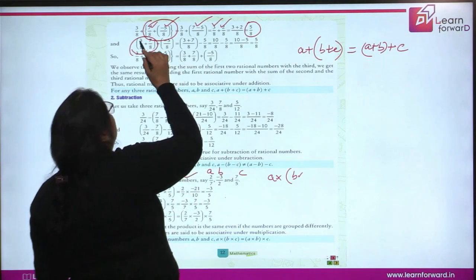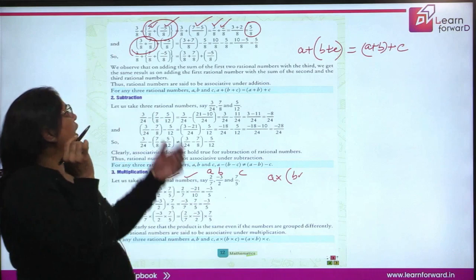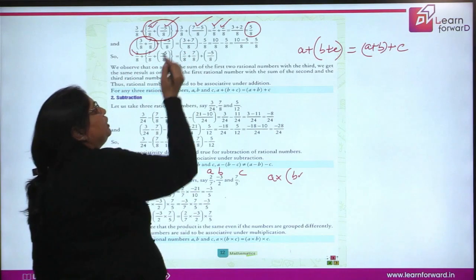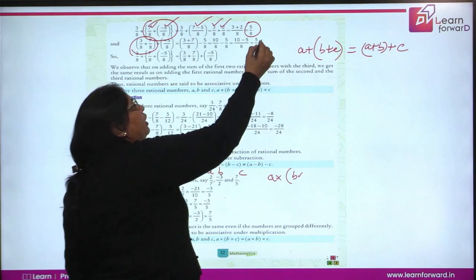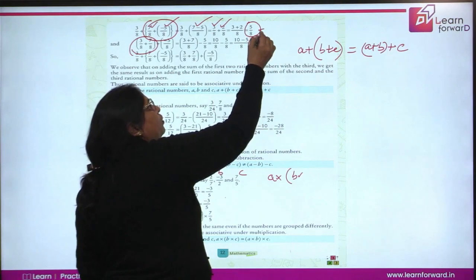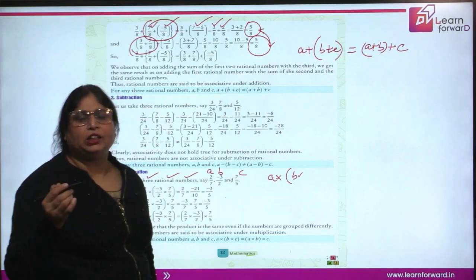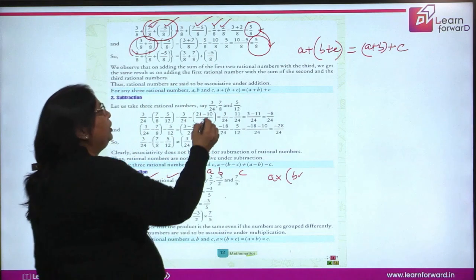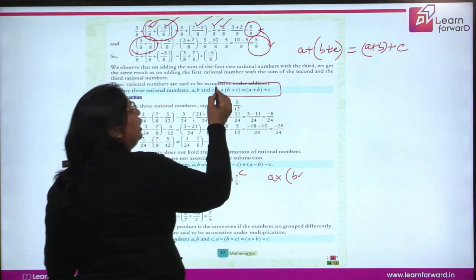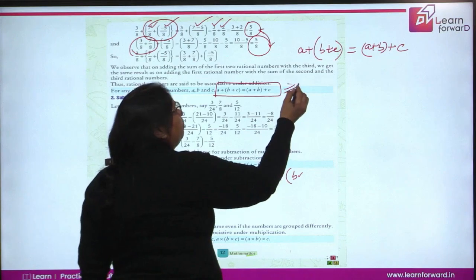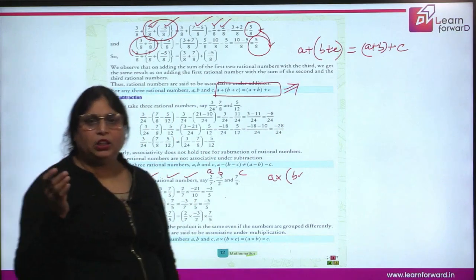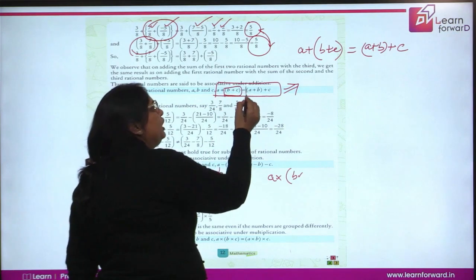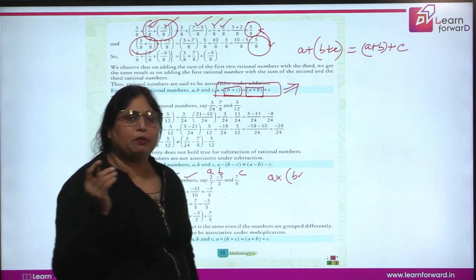For the second case, 3 upon 8 plus 7 upon 8 are added because both the rational numbers are positive. So it is 3 plus 7 upon 8 minus 5 upon 8. That is again 5 upon 8. So associative property is holding true for addition of rational numbers. That means A plus B plus C is always equal to A plus B plus C, with B plus C within the bracket for the first case and A plus B within the brackets for the second case.